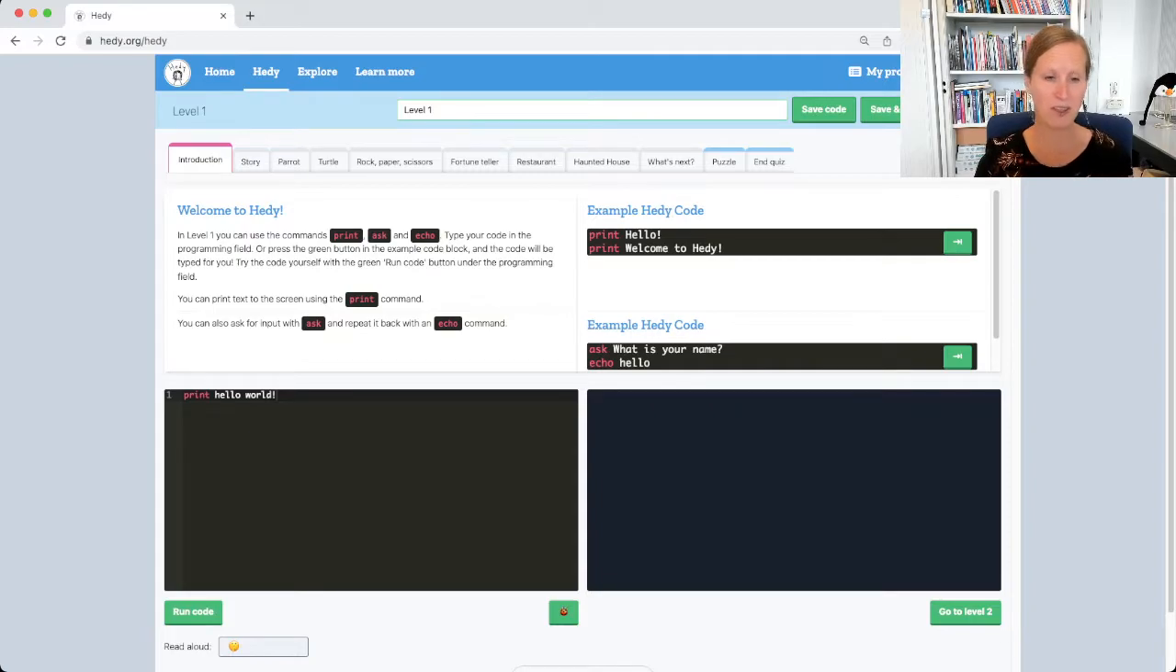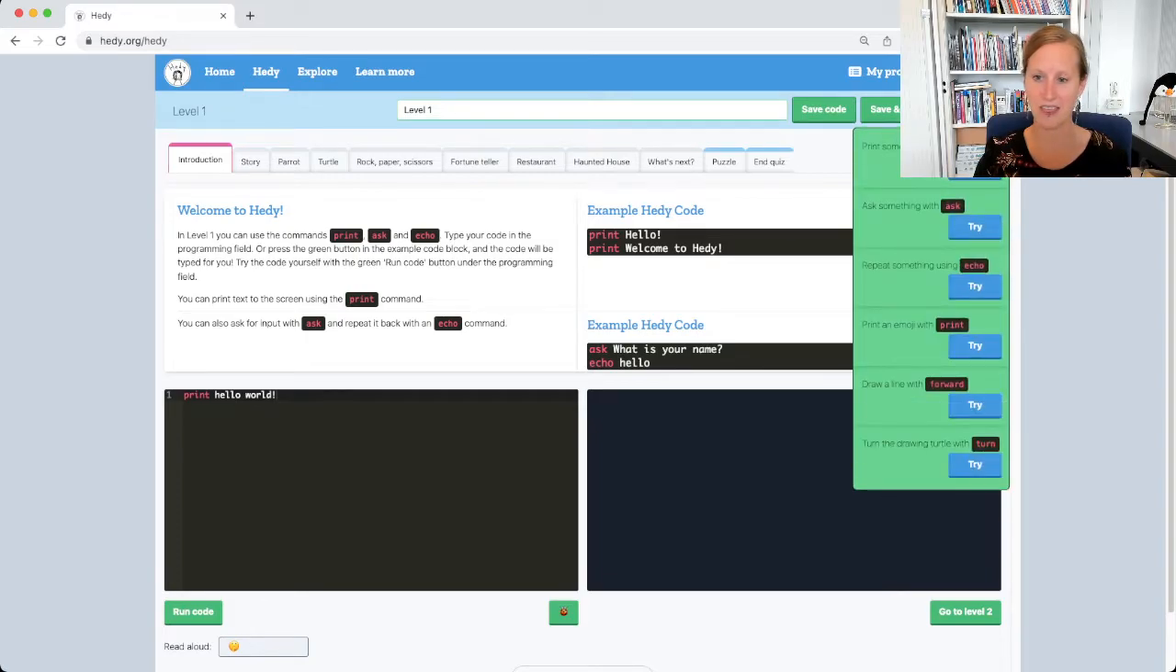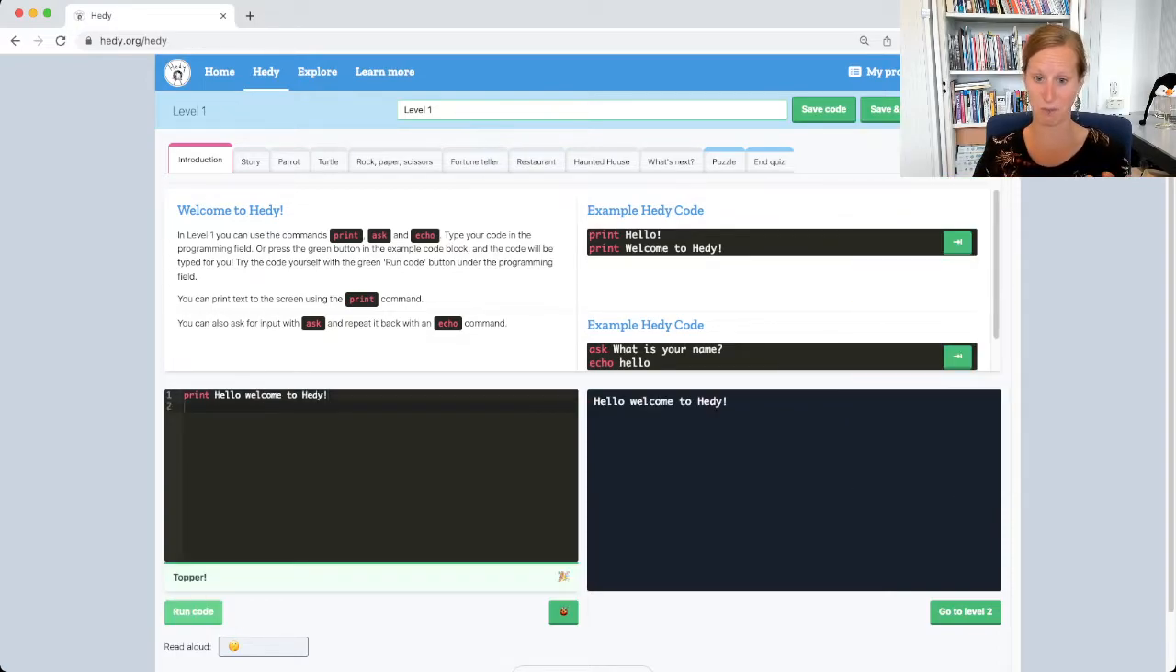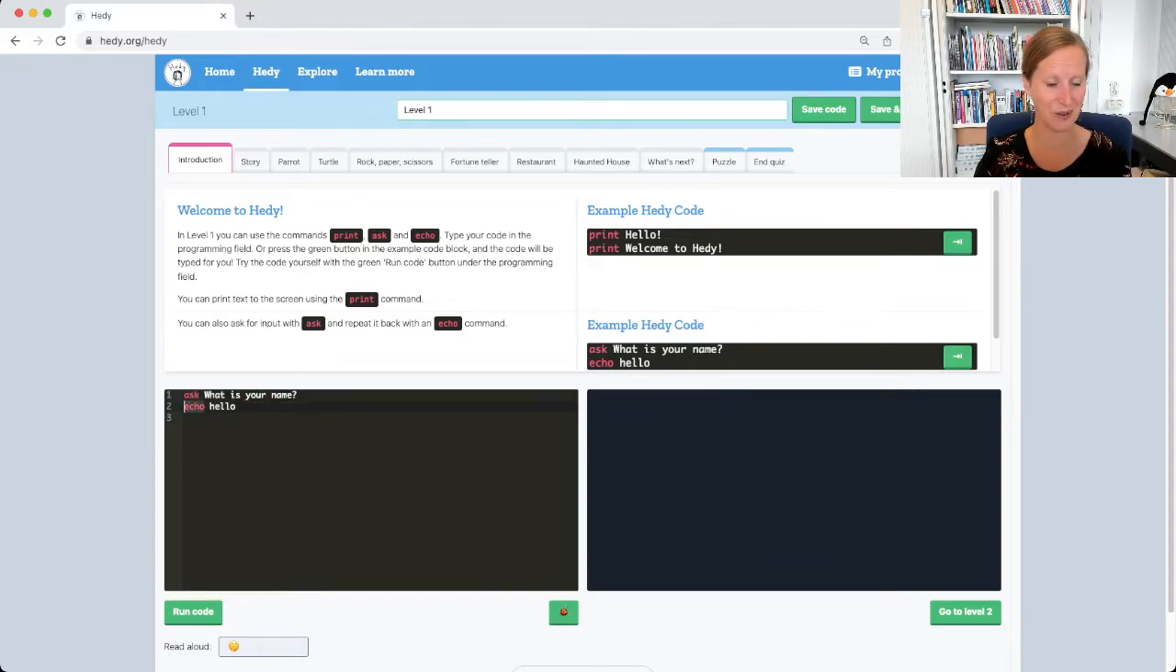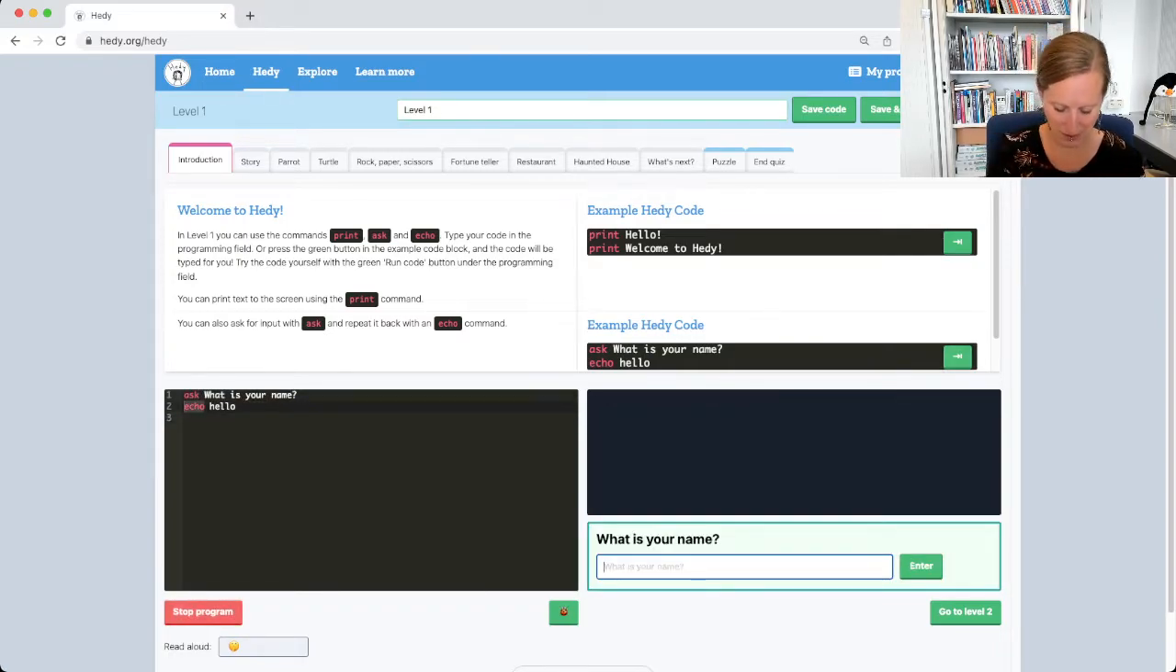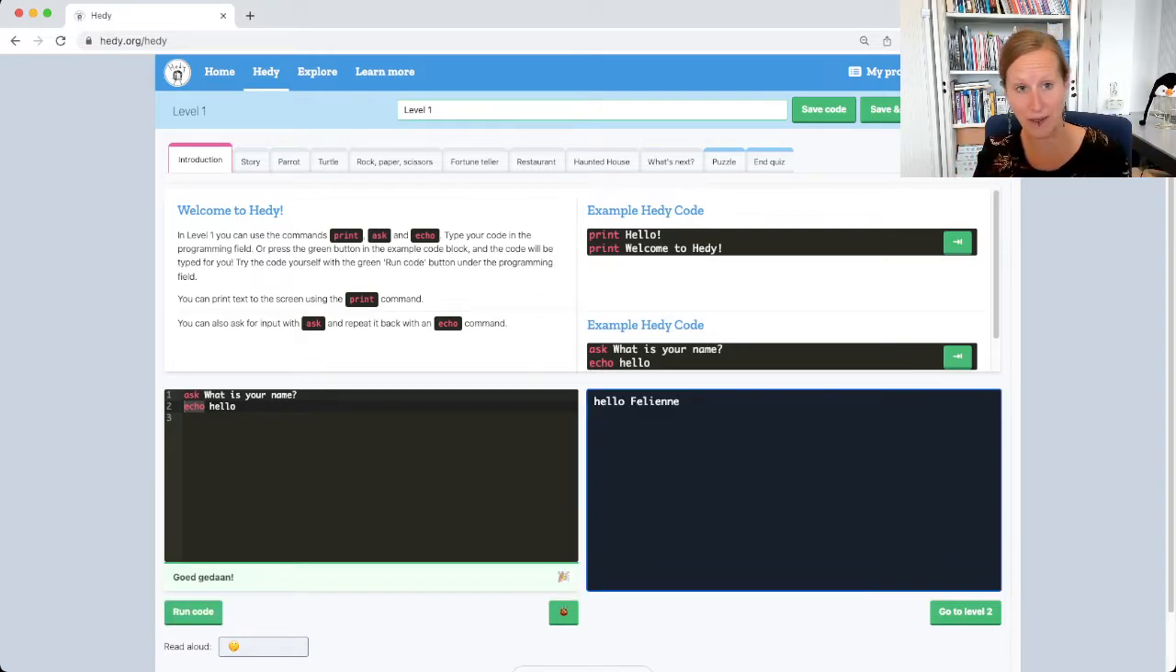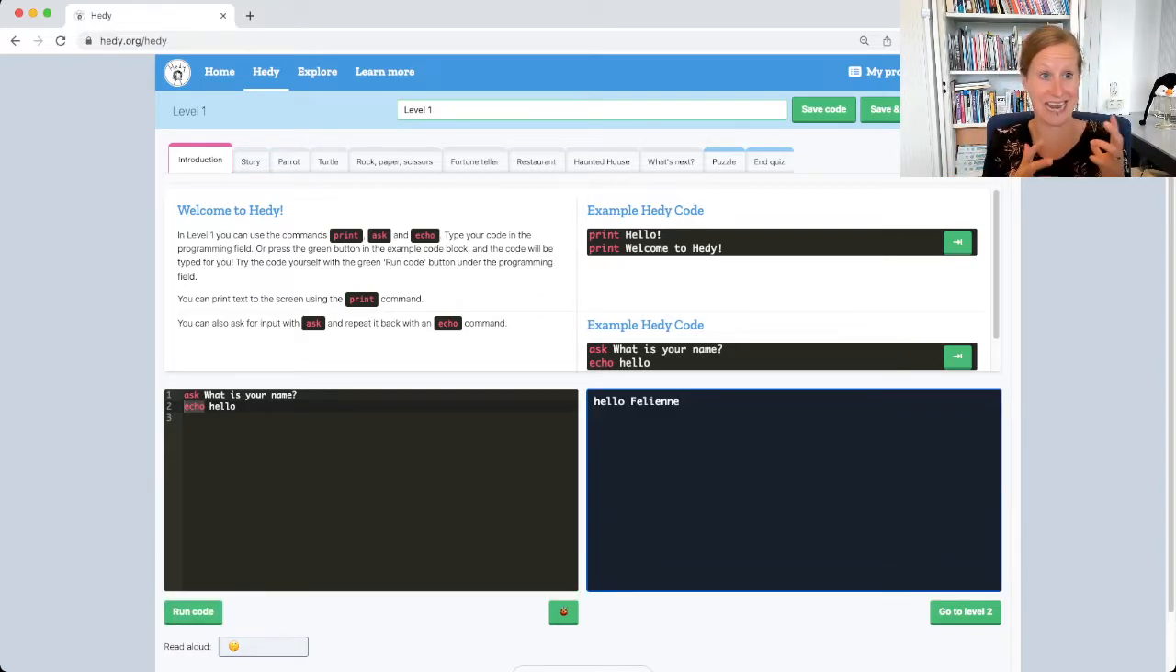So level 1, you might have explored a little bit on your own as well. The commands in Hedy level 1, if we look here in the cheat sheet, these are the only 5 commands that there are. Printing something like this, so code is printed, but also I can take this example code, asking and echoing, ask what is your name, Feline, and echoing the answer back. So the principle here is input and output. Output is printing, output is echoing, and inputting is an ask where we ask something.